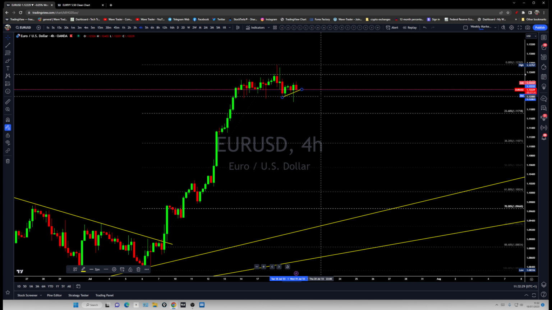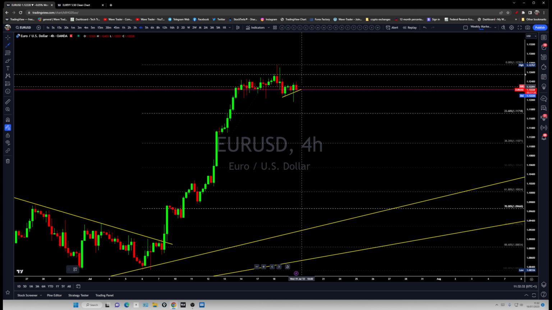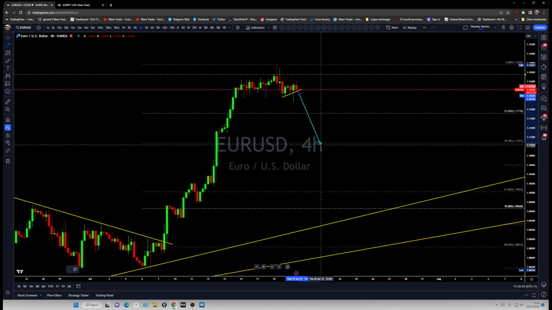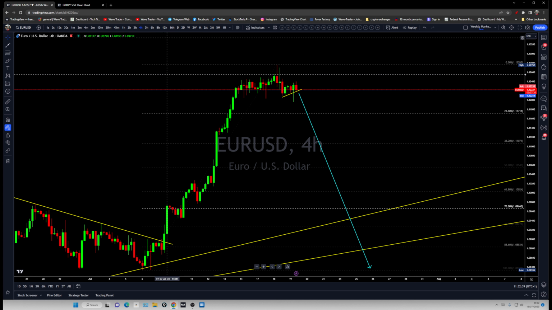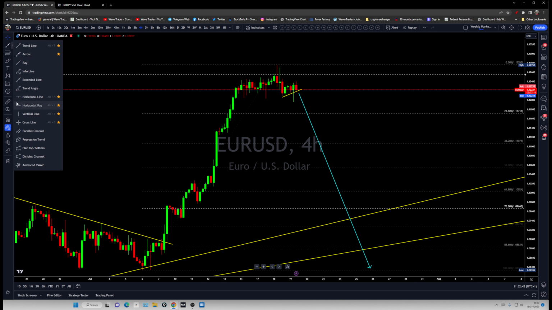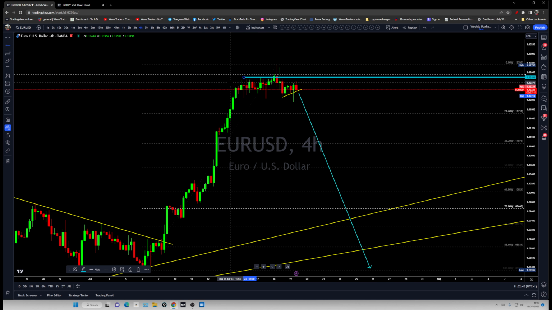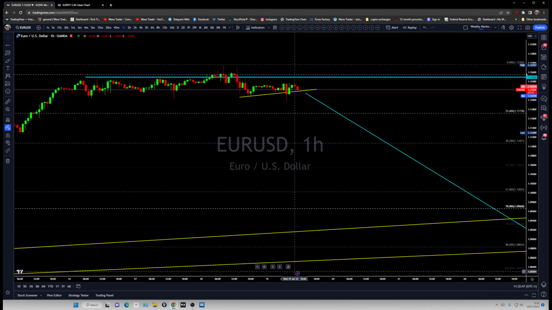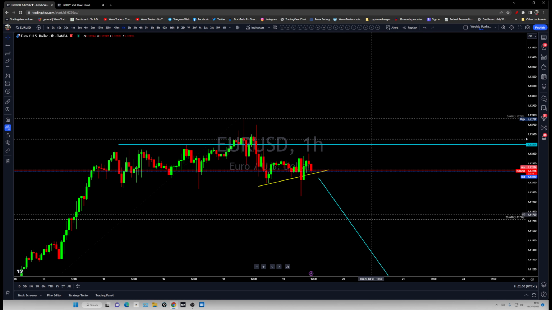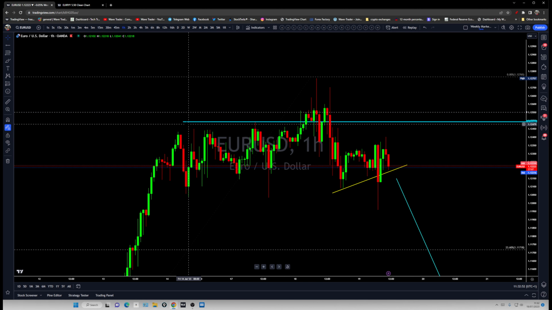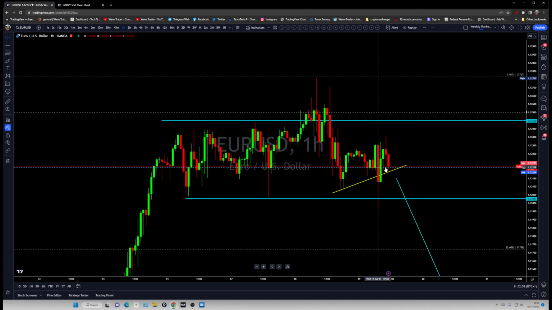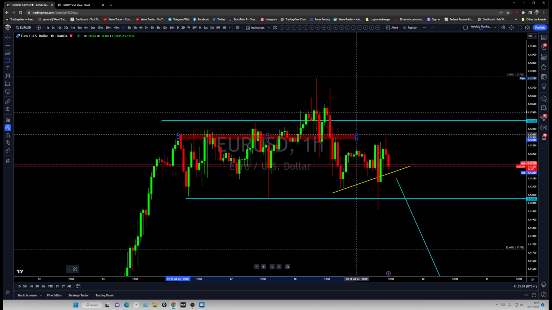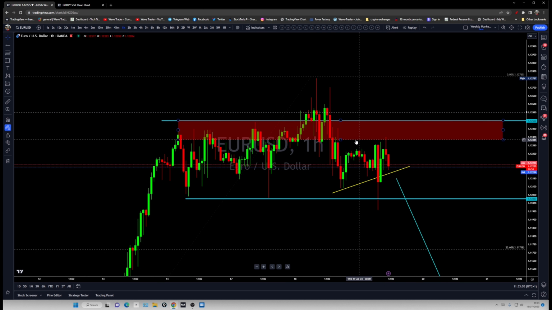This correction which is appearing may break down and continue to fall all the way to 111 first, or in the best case scenario all the way to the previous low. So you're paying attention to these prices where the price is struggling right now, and for price to break through this low. You're paying attention within these areas, for price to hold.